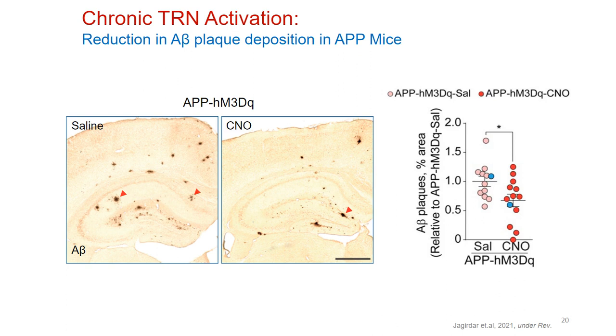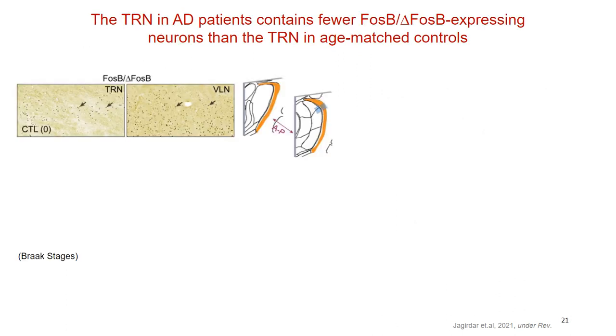Further, we were interested in knowing if the hypoactive nature of TRN is also evident in AD patients. To investigate that, we collected formaldehyde-fixed postmortem specimens of anterior thalamic tissues from NeuroBioBank, that is an NIH-affiliated brain bank. And we processed those tissues and stained for phospho-delta-FosB, the activity-dependent marker.